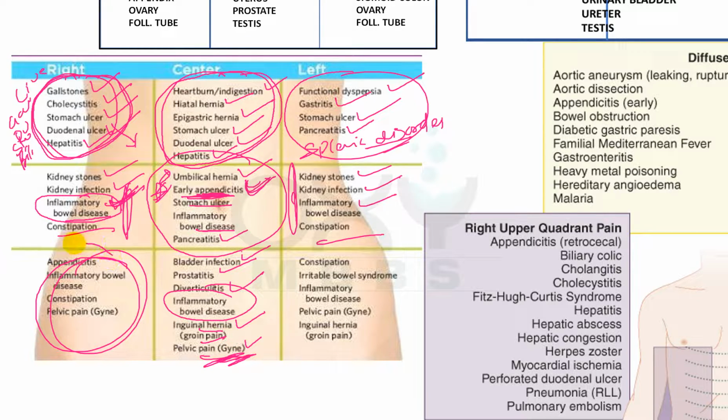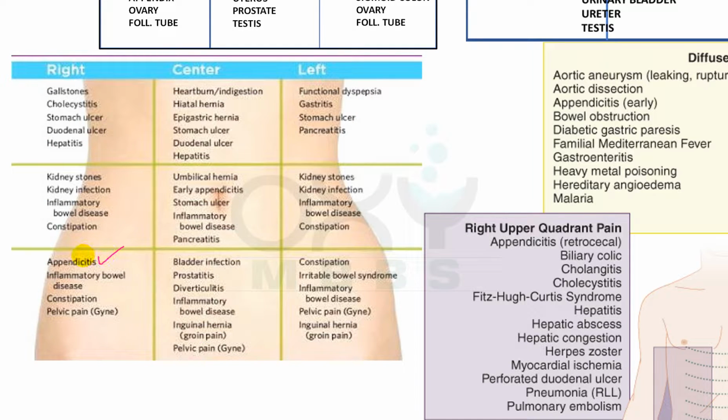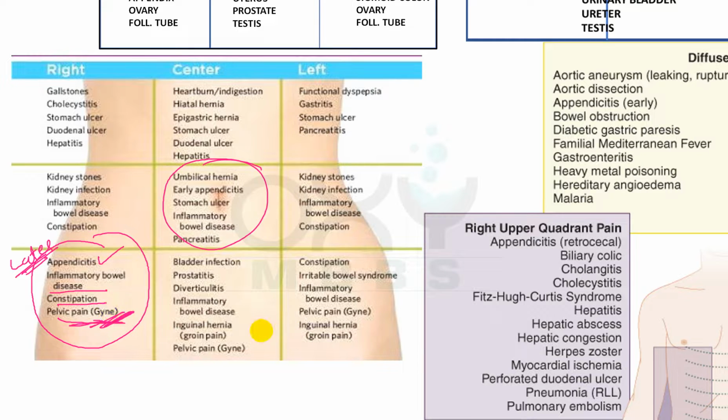Now coming to the right inguinal region, there is appendicitis, later appendicitis. Early appendicitis will be felt in the umbilical region, but the later pain because of the later appendicitis will be felt in the right inguinal region. Then inflammatory bowel diseases, constipation and the pelvic pain because of the gynecological disorders. Similar to this here also.